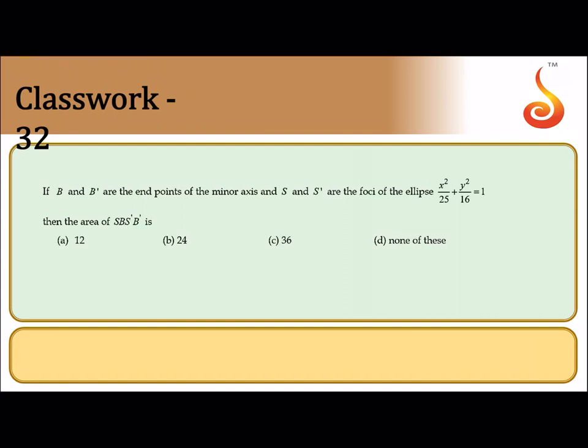B and B dash are the endpoints of the minor axis and S, S dash are the foci of an ellipse. Then what is the area of the quadrilateral S B S dash B dash? They gave you this ellipse. B and B dash are the endpoints of the minor axis. This is B and this is B dash. This coordinate is nothing but 0, 4 and this is 0, -4. S dash and S are the foci. This is S dash and this is S.